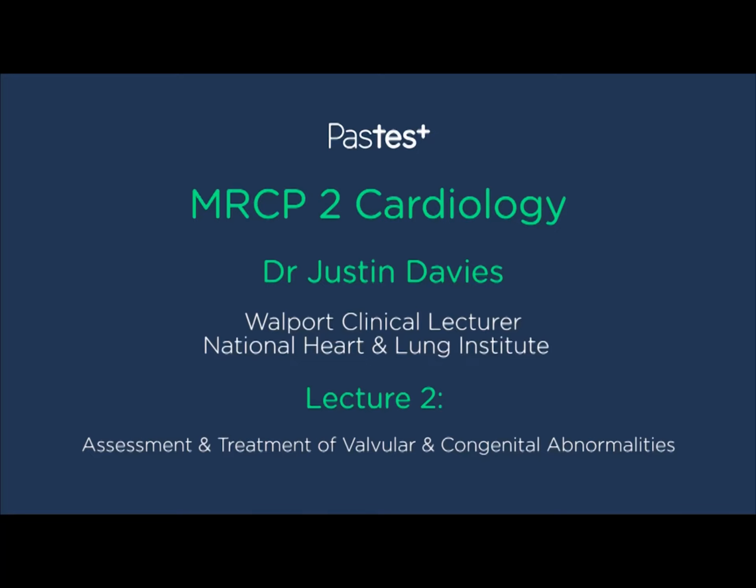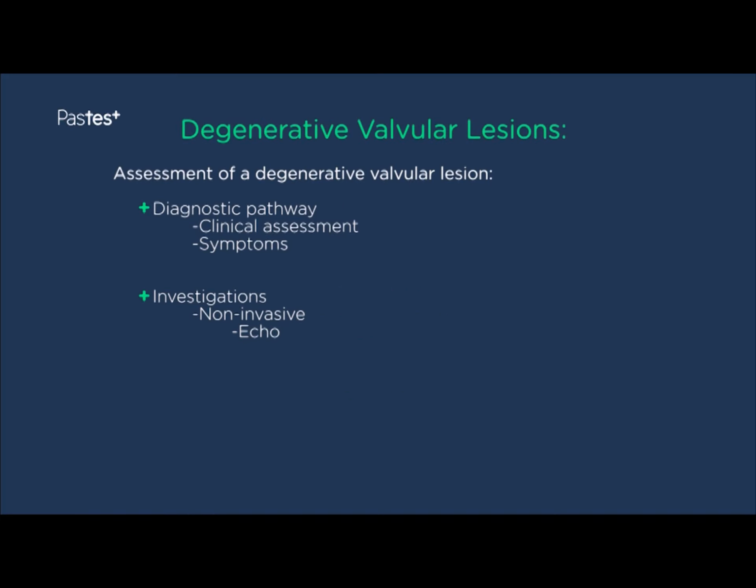This is the second lecture in a series of 3 looking at the MRCP Part 2 Cardiology course. This second lecture is going to look at assessment and treatment of valvular disease and congenital abnormalities. So let's have a look at the diagnostic pathway to assess a degenerative valvular lesion. Well, the first and probably most important thing is to do an appropriate clinical assessment. So we'll now look at the diagnostic pathways necessary to assess a degenerative valvular lesion.